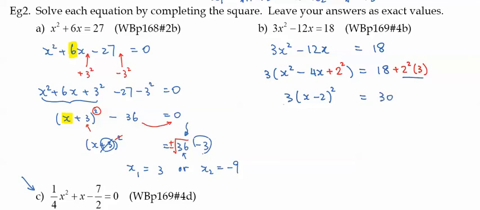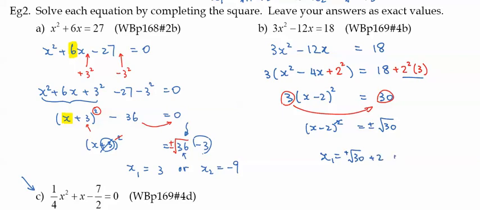We can then divide this by 3, divide this by 3, as you bring it to the other side. The square root of 30 will give us plus or minus, and therefore the square is now gone, giving us 2 answers. The positive root of 30 plus 2, or the negative root of this plus 2.